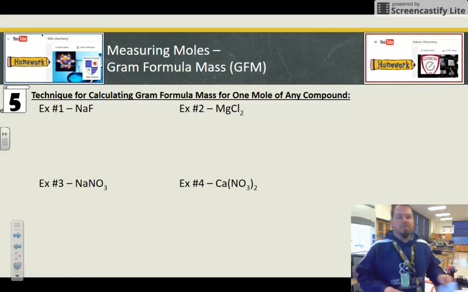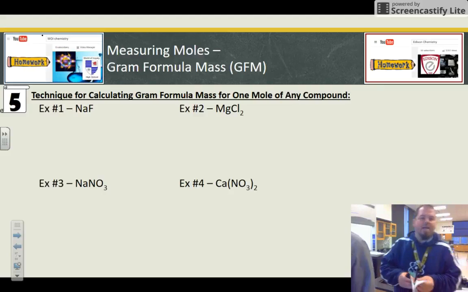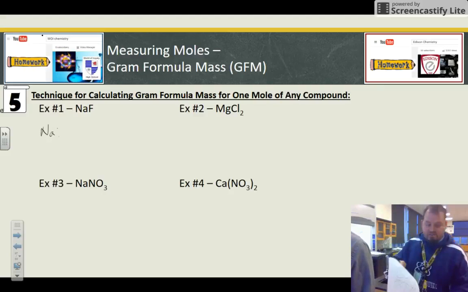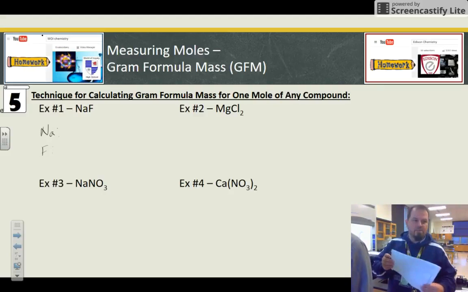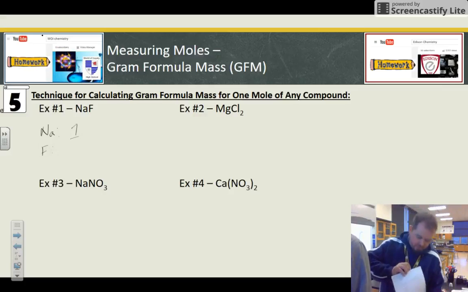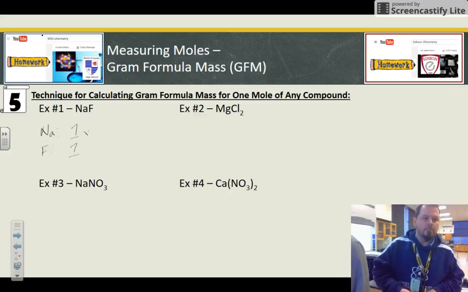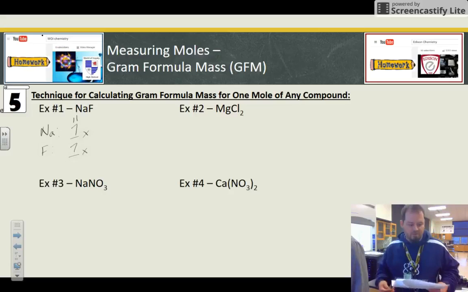So example number 1. We need to be able to count our atoms. So how many Na and how many F? And notice he's going to take his time and write those things out. How many of each do you see, Mr. Monaco? I counted a 1 and a 1. There's 1 of each.